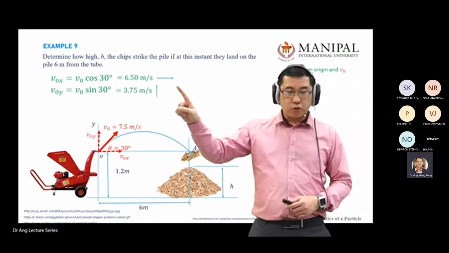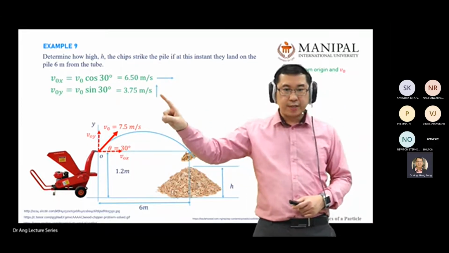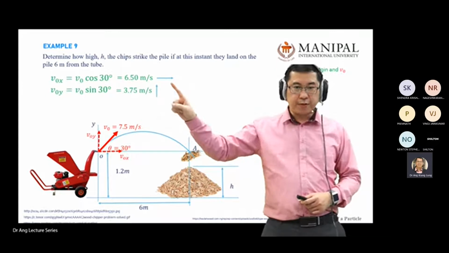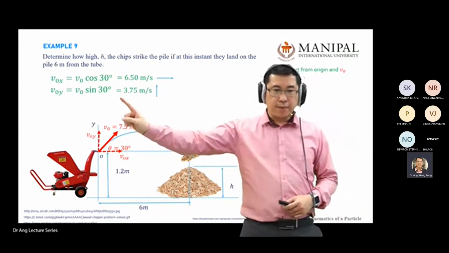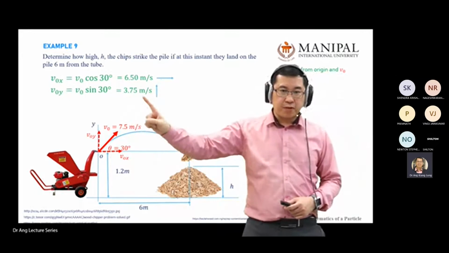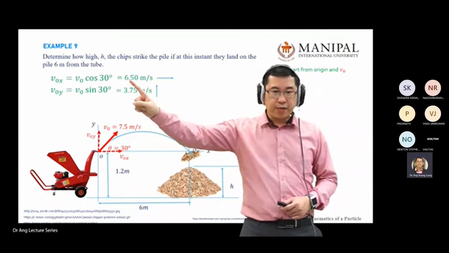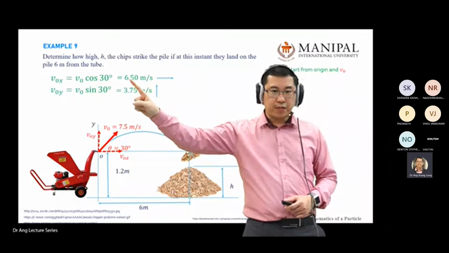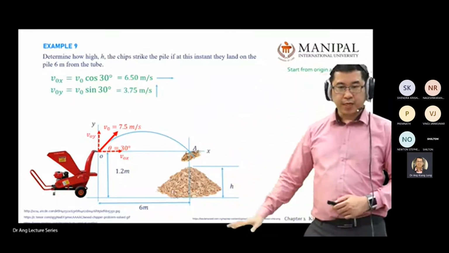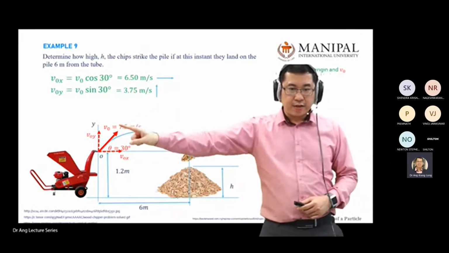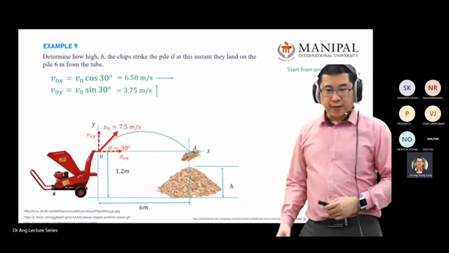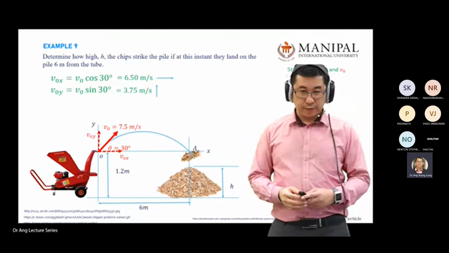Okay. Then just to remind myself of the direction. Blue color to the right is positive. Blue color going up is positive. So my VOY is going up with positive value. My VOX is going to the right with positive value. Okay, so far you have to understand the direction. And again, velocity is a vector. Vector has magnitude and direction.